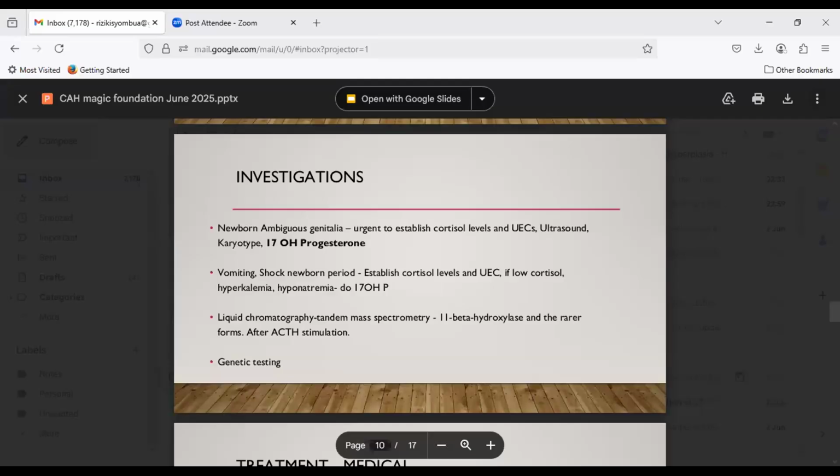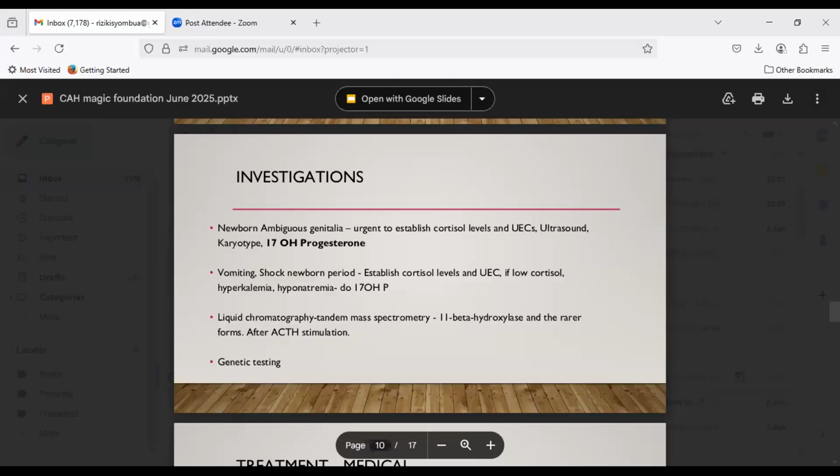If any patient in the newborn or just after newborn period comes in presenting with vomiting and in shock, other than thinking of our commonest issues of gastroenteritis, think of CAH, and you need to look at cortisol levels and electrolytes. If there is hyperkalemia, hyponatremia, do 17-hydroxyprogesterone. Now, sometimes you find yourself in this situation and you are unable to do this test. You can collect the samples, and once you've done so, as an emergency, you can start on hydrocortisone.